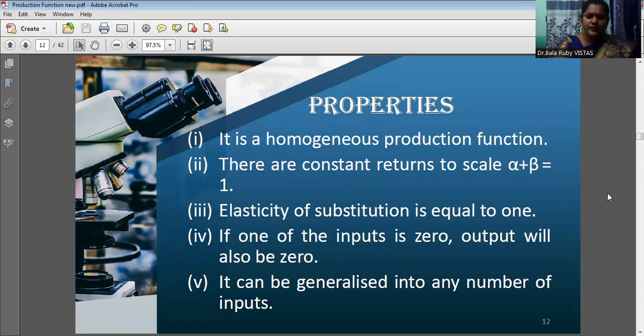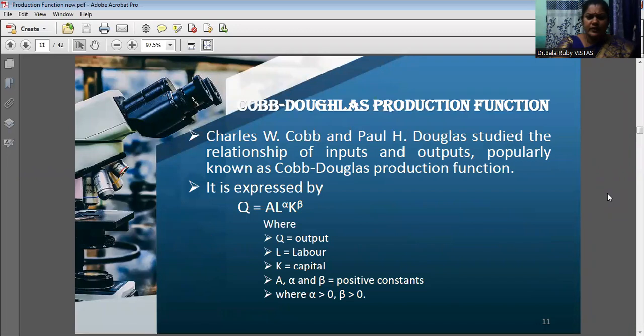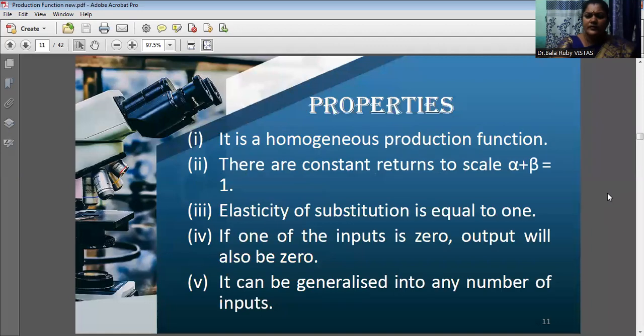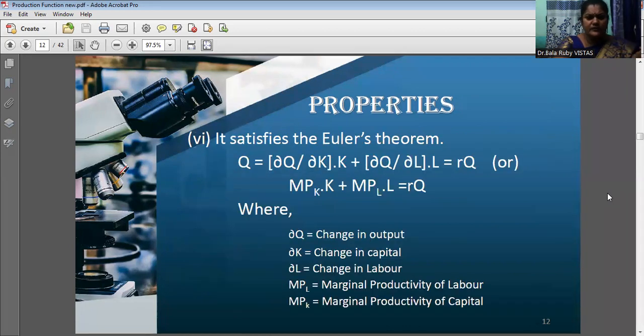The next property: if any one of the inputs is zero, the output is also zero. For example, if you see this general form, A L power alpha K power beta, now assume that labor is zero, because any one of the inputs is zero. If we substitute zero for labor, the total output is also zero. Then we can generalize this to any number of inputs. Here we have included only labor and capital, but instead we can include land as well as organization also.